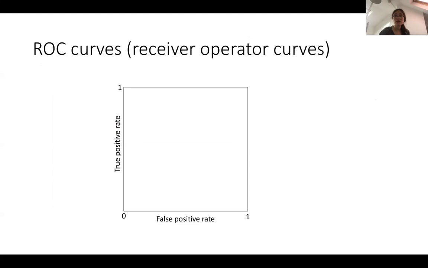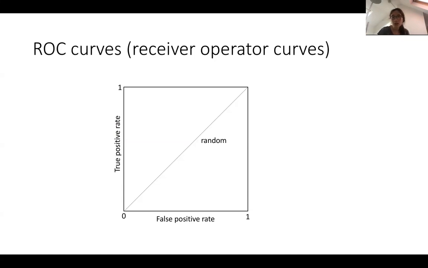One way of depicting this balance is with receiver-operator curves. In receiver-operator curves, the x-axis is the false positive rate, and the y-axis is the true positive rate. You can change the parameters of the model and each time calculate the false positive rate and the true positive rate on your testing set. And from this, you can draw an ROC curve.